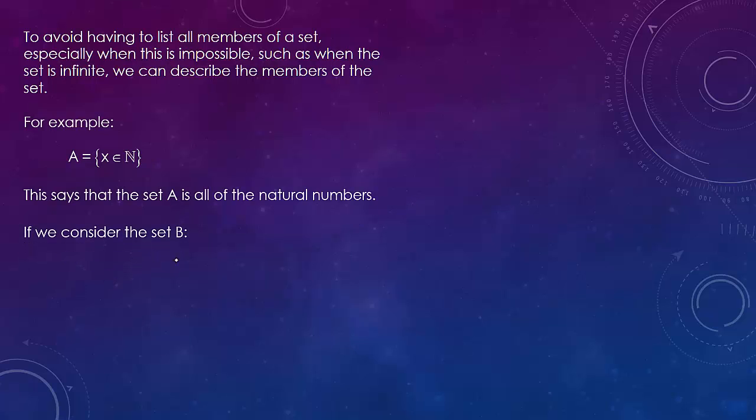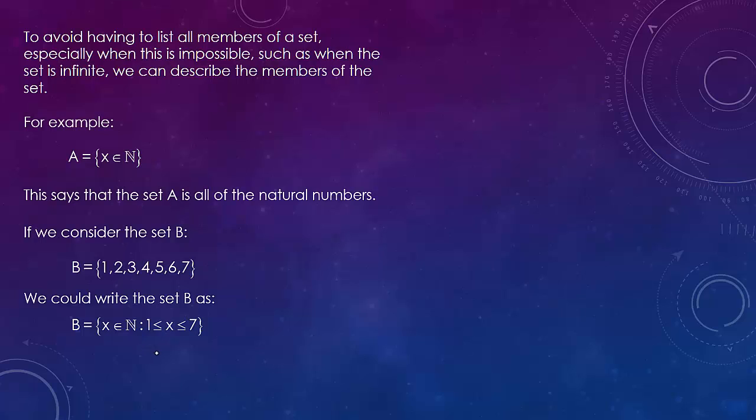If we consider the set B, B is just the natural numbers from 1 to 7. We could write the set B as: B is the set of natural numbers such that it's between 1 and 7.